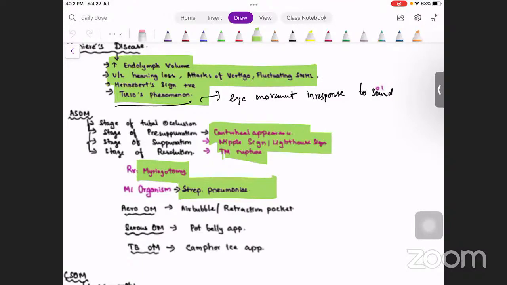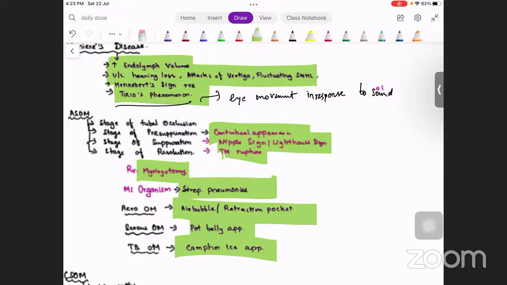In aero otitis media, you may see an air bubble or retraction pocket. In serous otitis media, you may see a pot belly appearance. And in TB otitis media, you may see a camphor eyes appearance. So we have 3 types of otitis media: aero otitis media, serous otitis media, and TB otitis media. Aero otitis media, air bubble or retraction pocket; serous otitis media, pot belly appearance; TB otitis media, camphor eyes appearance.